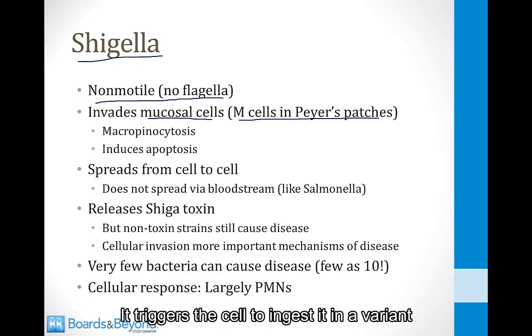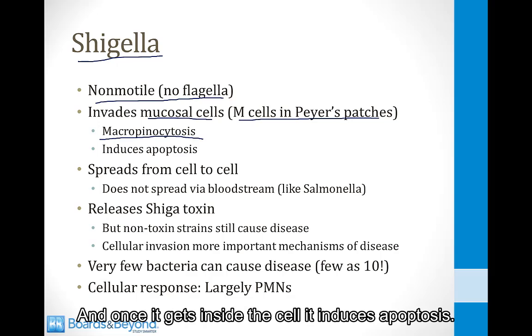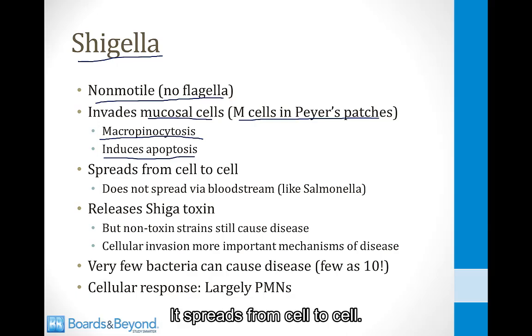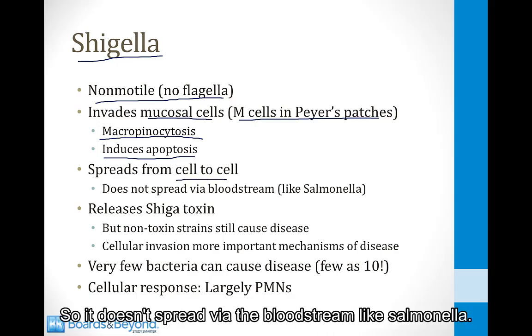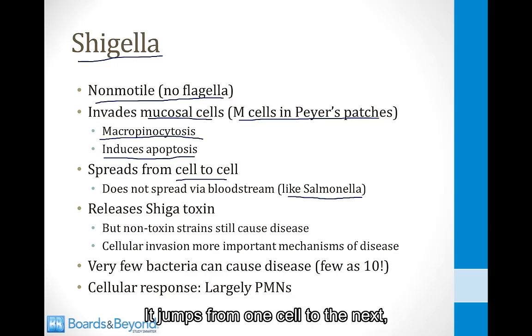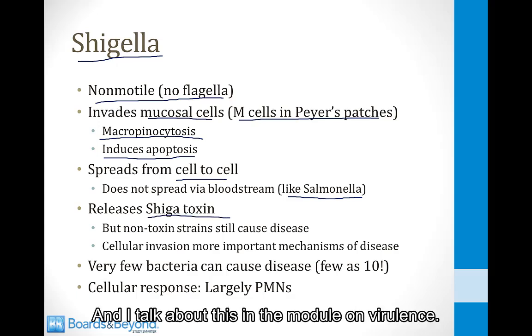unique way. It triggers the cell to ingest it in a variant of endocytosis called macropinocytosis. And once it gets inside the cell, it induces apoptosis. It spreads from cell to cell, so it doesn't spread via the bloodstream like Salmonella. It jumps from one cell to the next, and it releases a toxin called Shiga toxin, and I talk about this in the module on virulence.